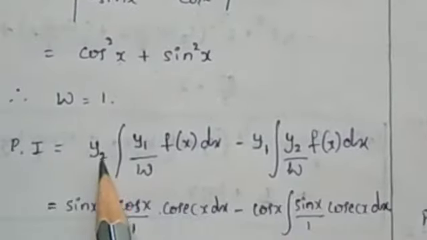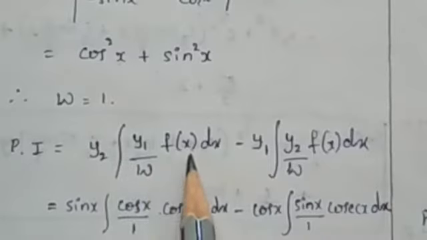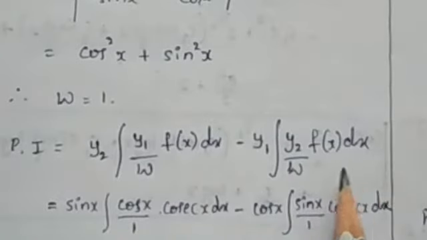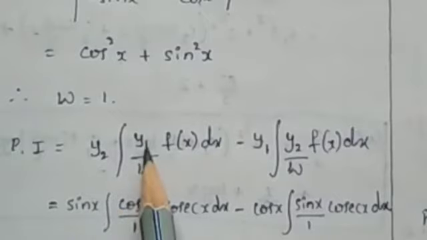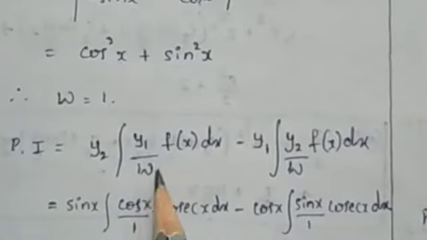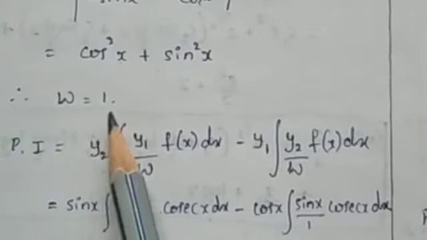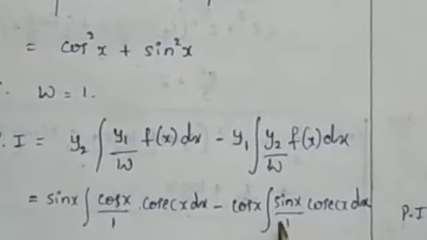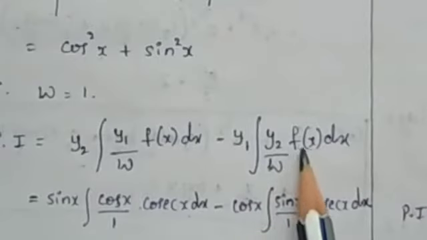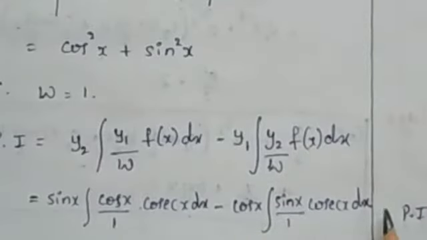Particular integral is equal to y2 integration of y1 by W f of x dx minus y1 integration of y2 by W f of x dx. So y2 is sin x. Integration of y1 is cos x into f of x, the cosecant x, dx. W is 1. Minus y1, which is cos x, integration of y2, which is sin x, by W which is 1, into f of x which is cosecant x, dx.